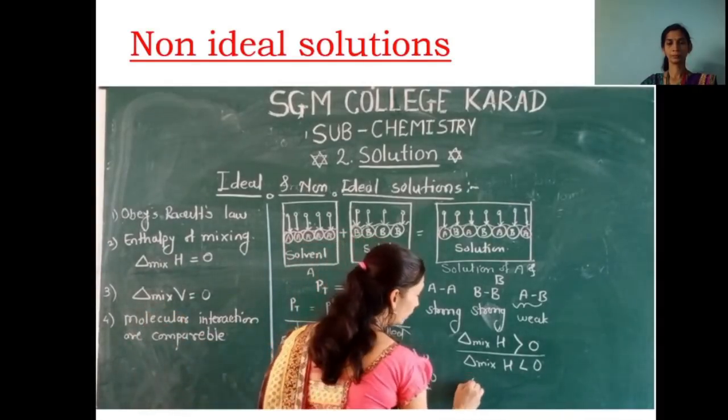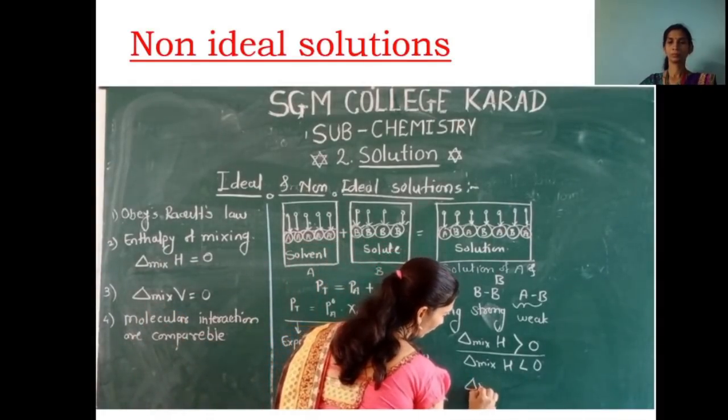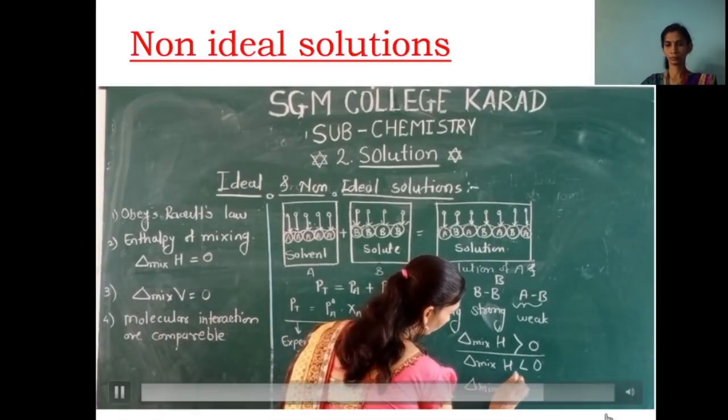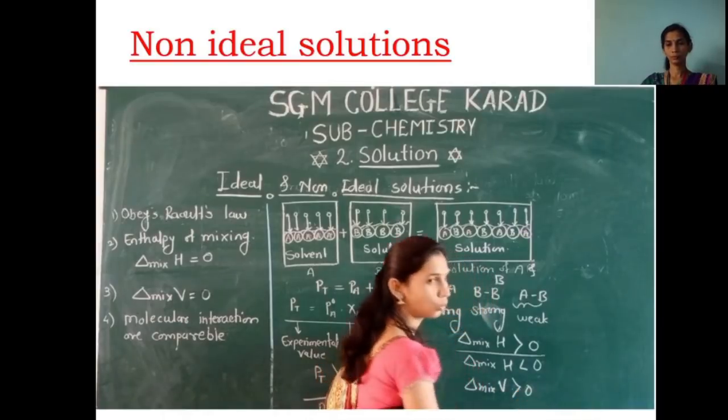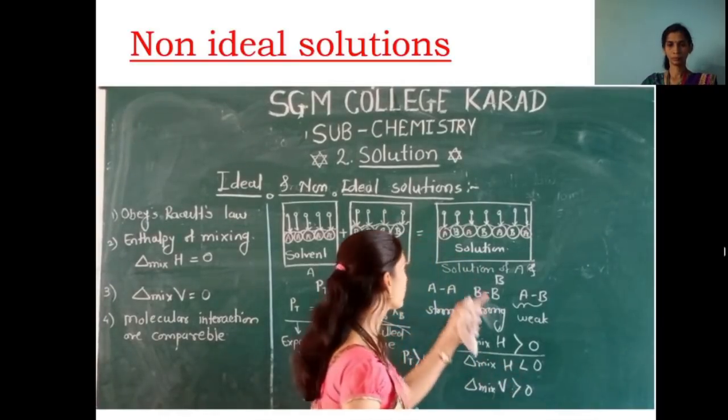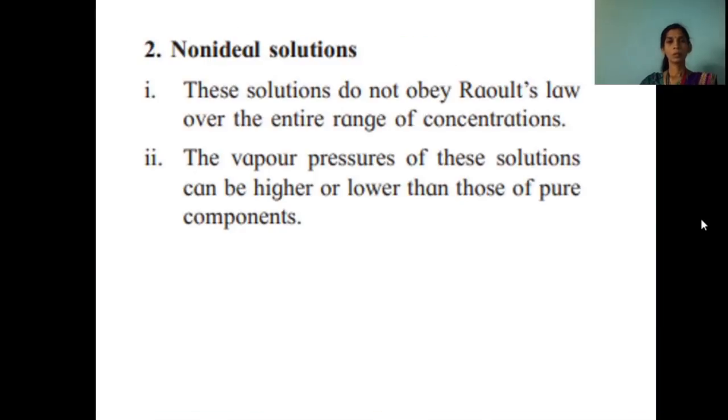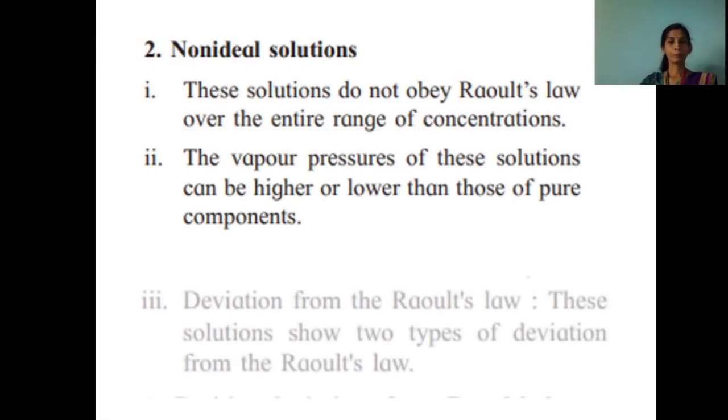Similarly for the volume, delta mixing of V is greater than 0. Greater than 0 means non-ideal solutions. These solutions do obey Raoult's law over the entire range of concentration. The vapor pressure of the solution can be higher or lower than those of the pure components.